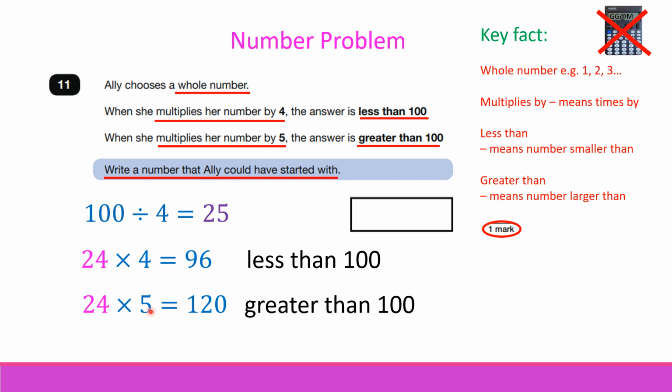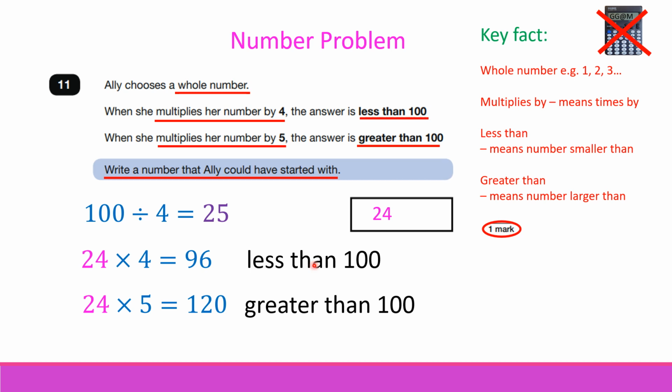Now to multiply by 5 easily in your head, the easiest way to do it is to multiply by 10 and half, because 10 divided by 2 is 5. So if I multiply 24 by 10 by adding a 0 on the end, gives me 240. Half 240 gives me 120. Now 120 is greater than 100, so the answer we're looking for is this number here, 24.